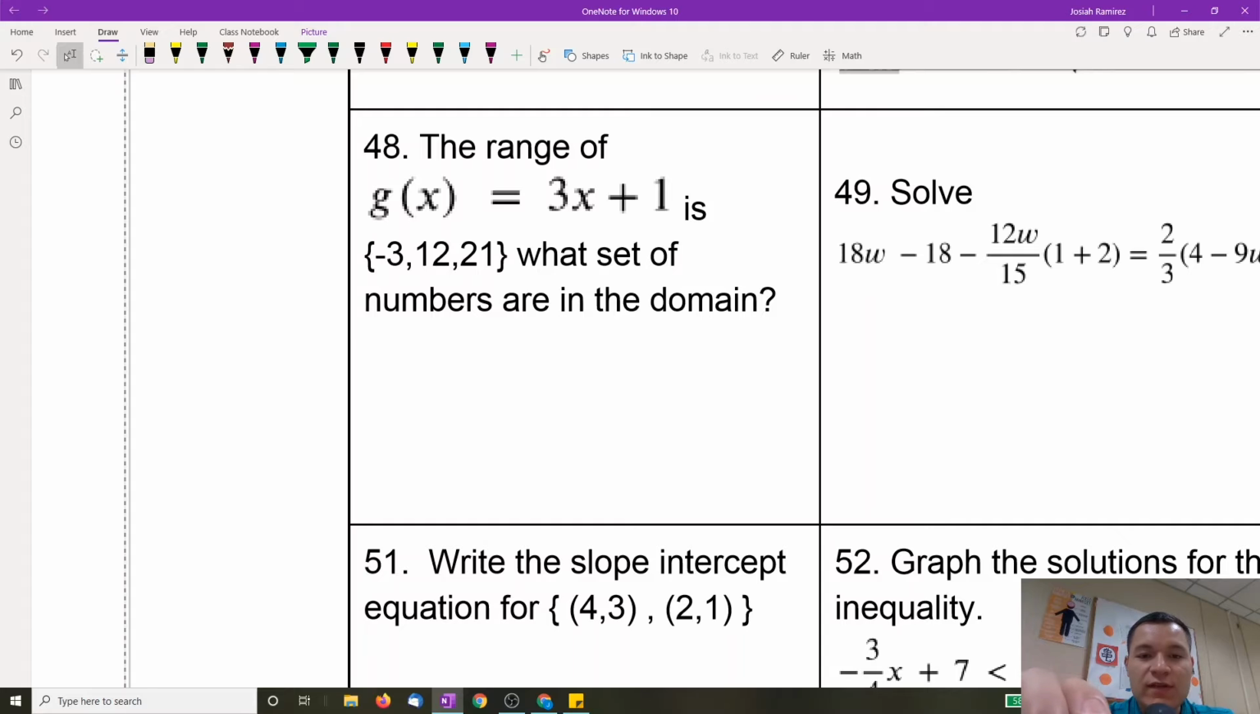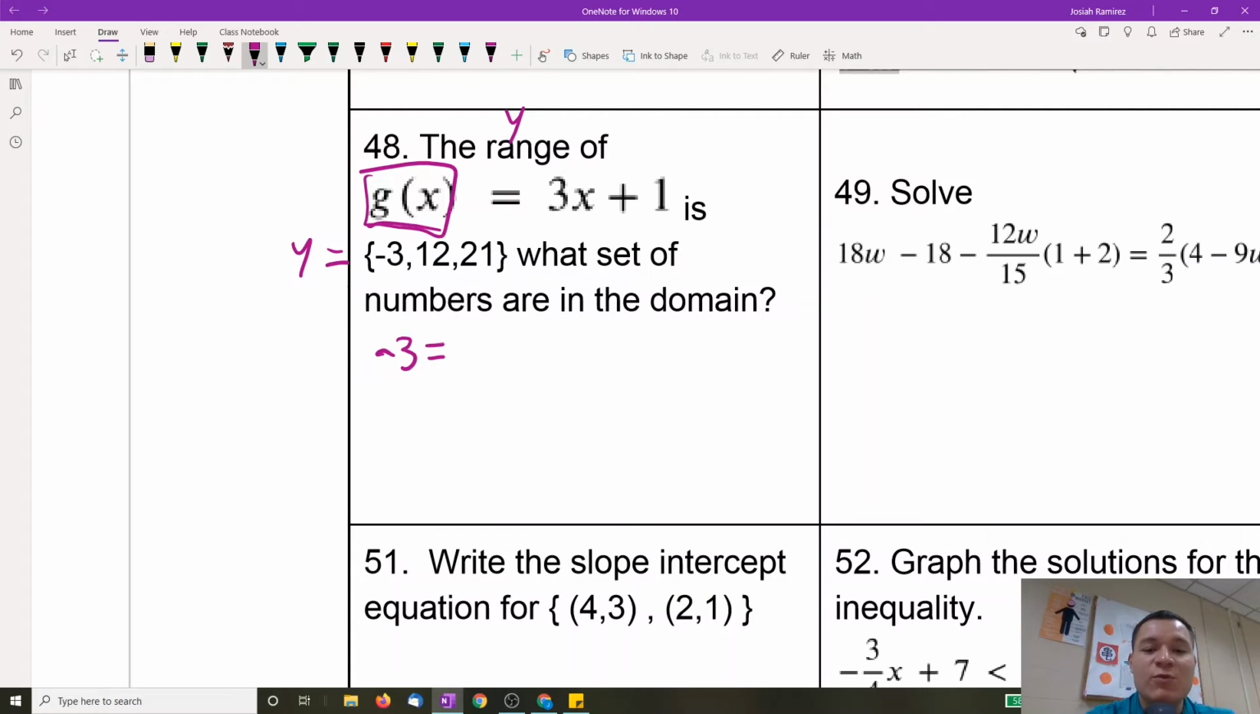Find the range of g of x. The range of g of x is this. What numbers are in the domain? Well, the range are the y's. So that means that these are all of the answers. These are the y's that you get whenever you plug in something into the domain. We're going to have to solve for the domain. So -3, that's going to be the y. That's going to go in the place of g. We're going to be replacing g with these numbers one at a time.